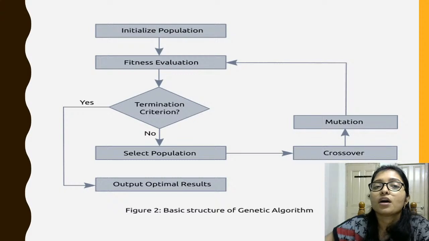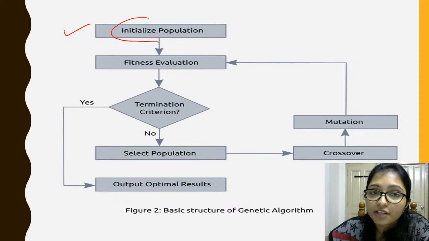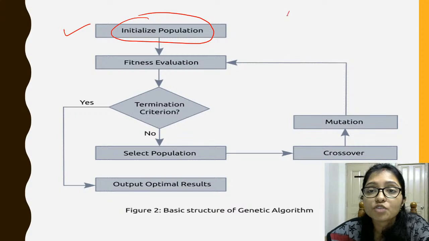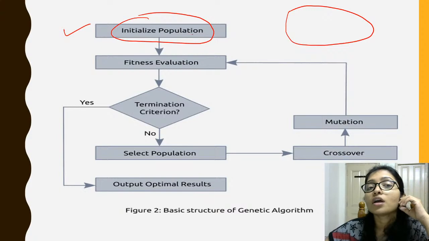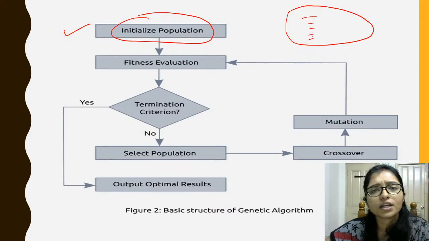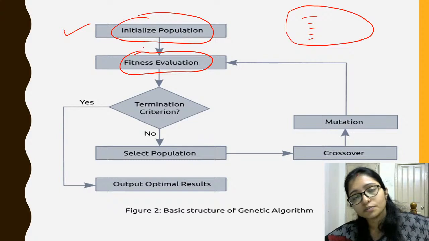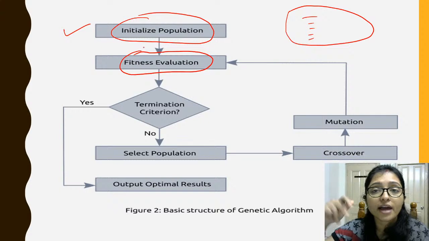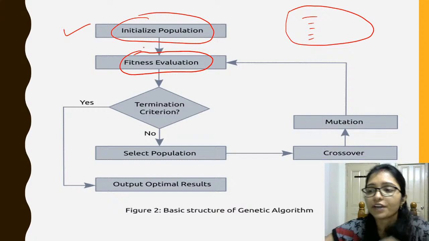What is the algorithm? First, initialize the population. What is the population? Population means the different types of chromosomes and different types of genes that are there. Maybe there are so many genes. Now fitness evaluation: there will be some function, and from that function they try to judge whether it is fit or not.